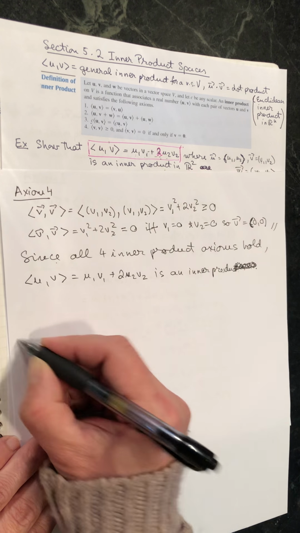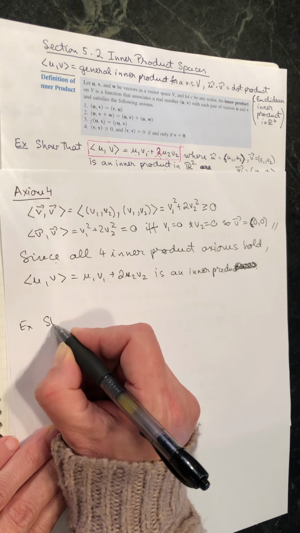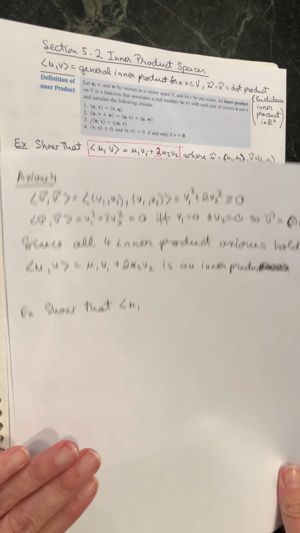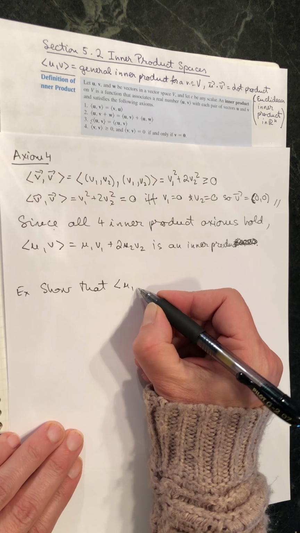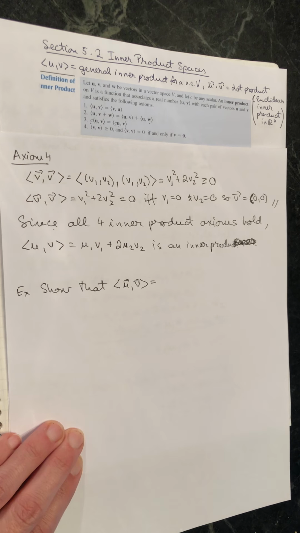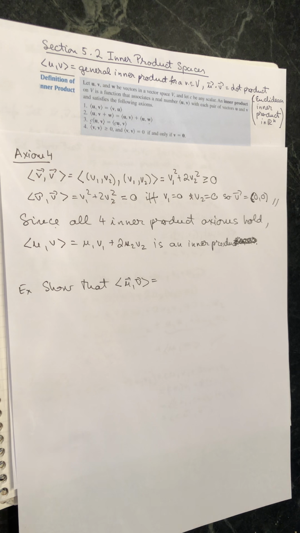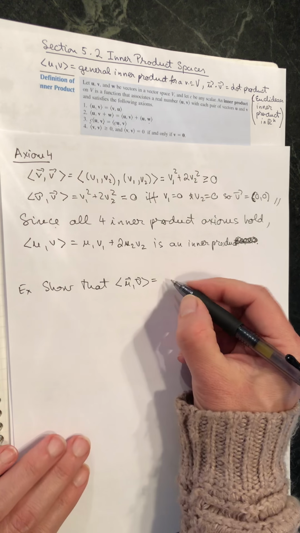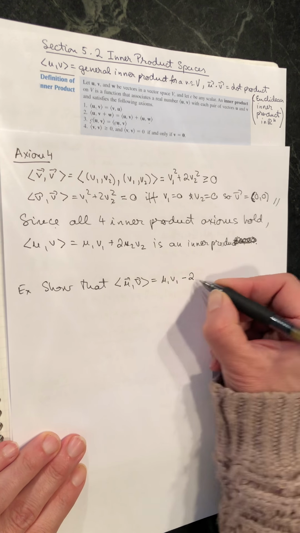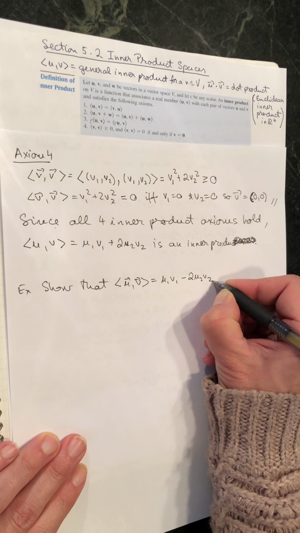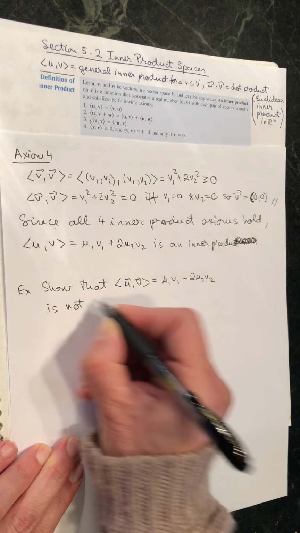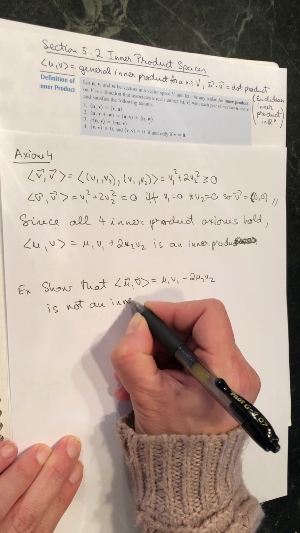Now, to show a different example, let's now define our product as the same thing but with minus, right? So we can define it as U1 V1 minus 2 U2 V2. Show that this is not an inner product.